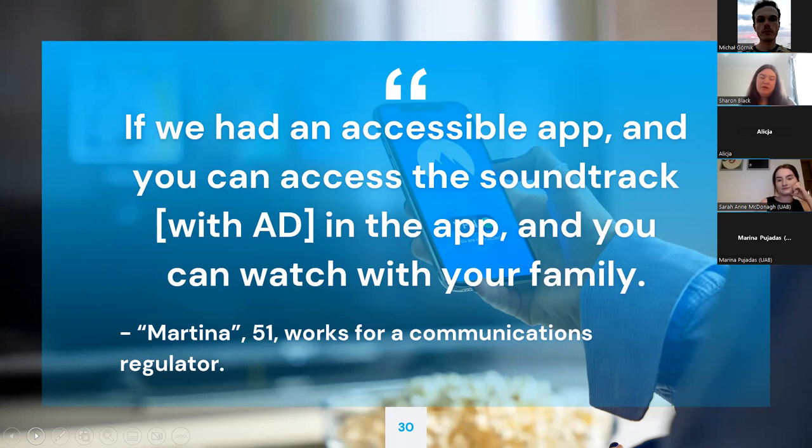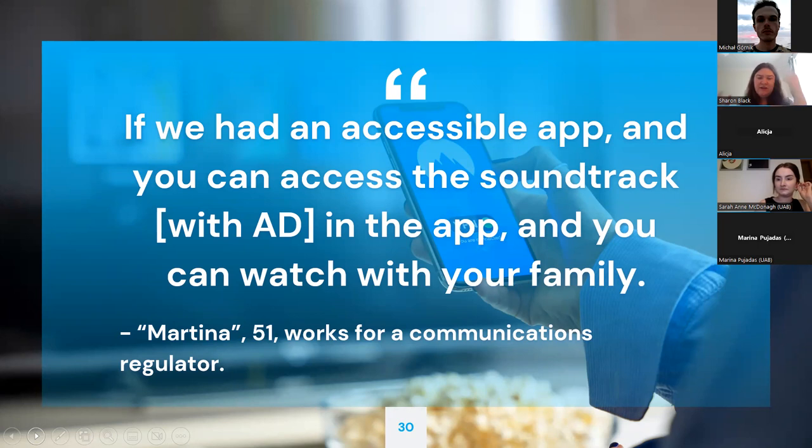Martina is an interviewee. She was aged 51 at the time of the interview and works for a communications regulator. This quote is in relation to the theme of family, sharing experiences with family. Martina says, if we had an accessible app and you can access the soundtrack with audio description in the app, you can watch with your family.